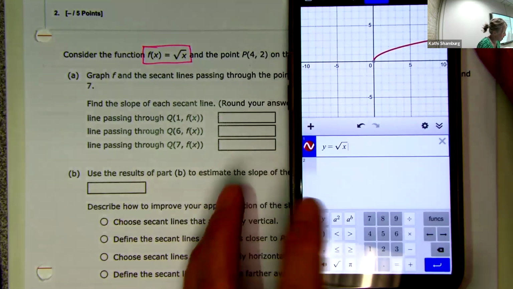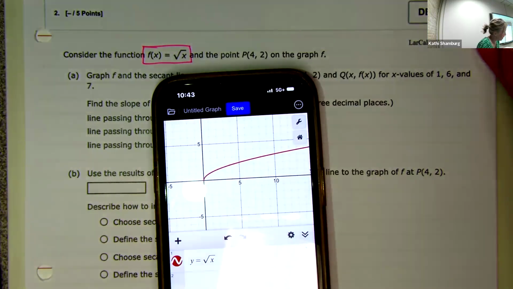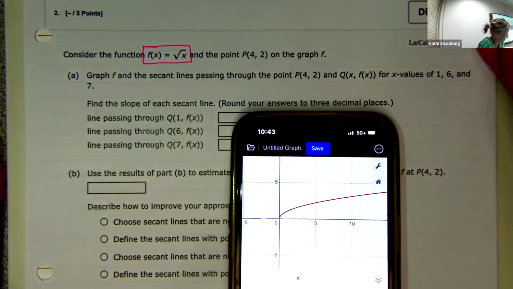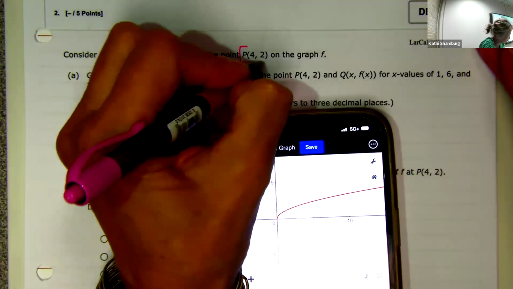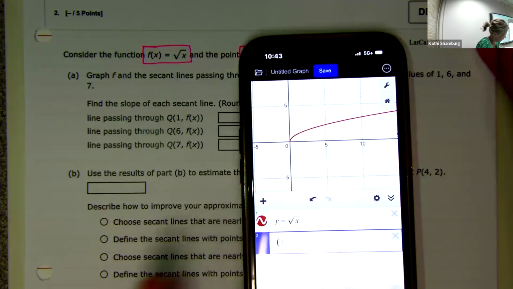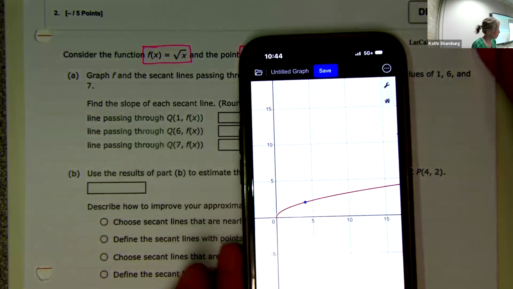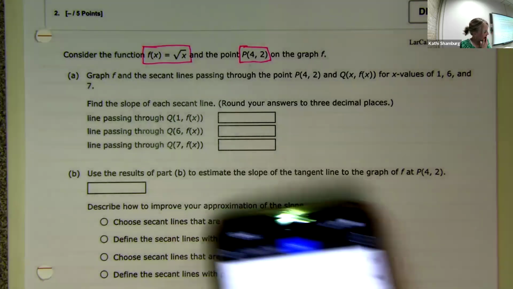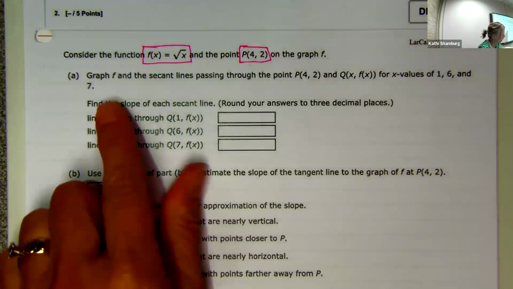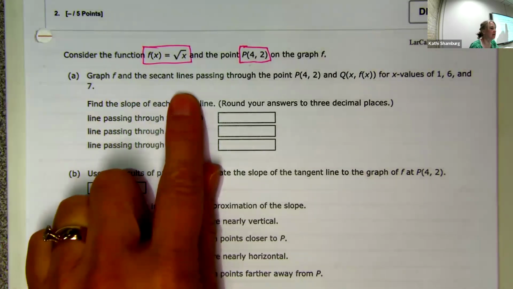Okay, so here's what this graph looks like. And they also give us this point. So just to give you a visual. Okay, so graph f, which we just looked at, and the secant lines.